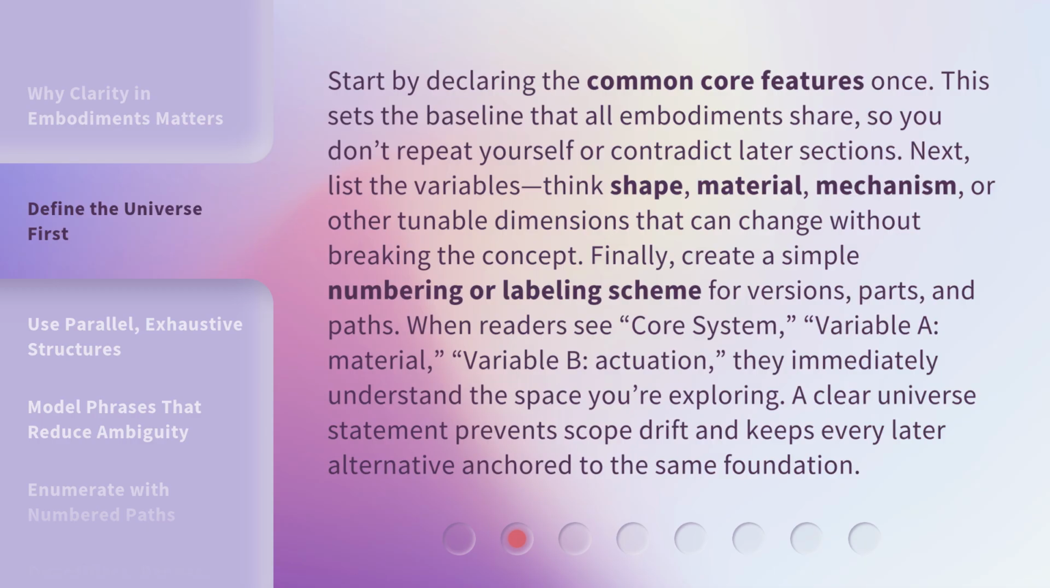Finally, create a simple numbering or labeling scheme for versions, parts, and paths. When readers see core system, variable A, material, variable B, actuation, they immediately understand the space you're exploring. A clear universe statement prevents scope drift and keeps every later alternative anchored to the same foundation.